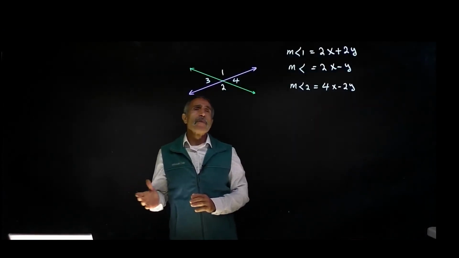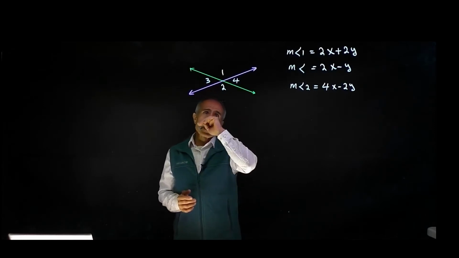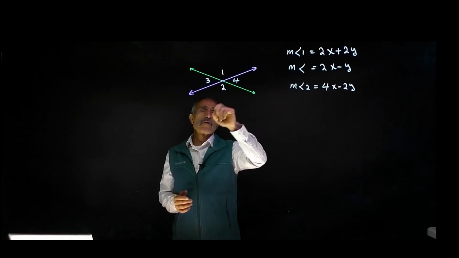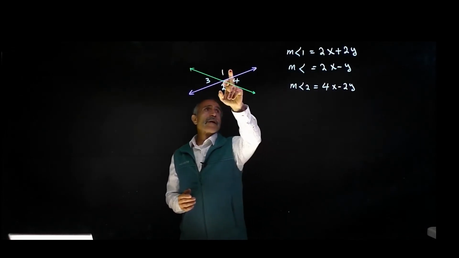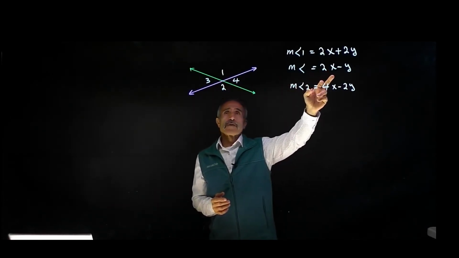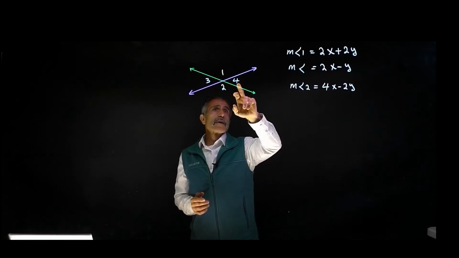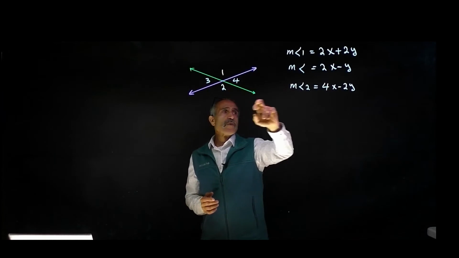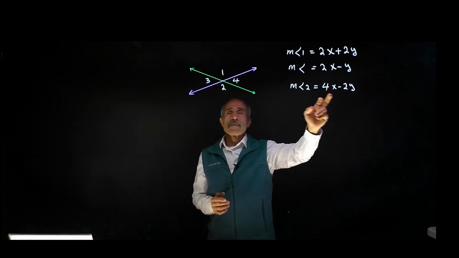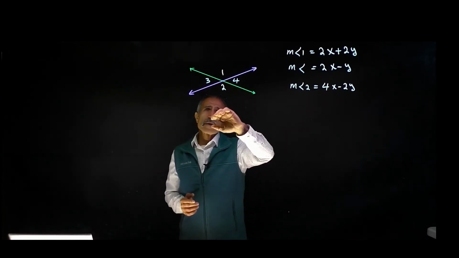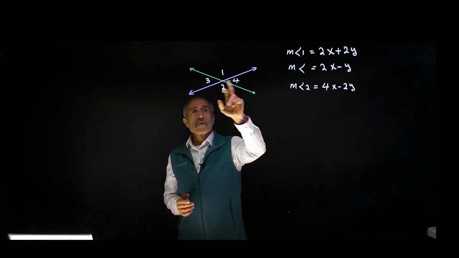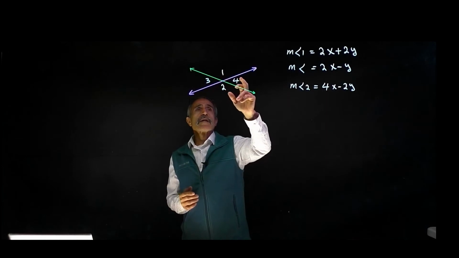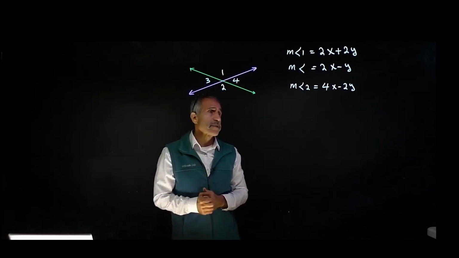In this second problem, we have these two lines intersecting each other and making angle 1, 2, 3, and 4. Angle 1 is given by 2x plus 2y. Angle 4 is given by 2x minus y. And angle 2 is given by 4x minus 2y. Normally, when we have a situation like this, 1 and 2 should be equal, 3 and 4 should be equal. So let's find out what angle 1, 2, 3, and 4 are.